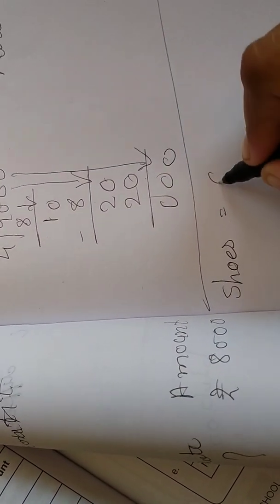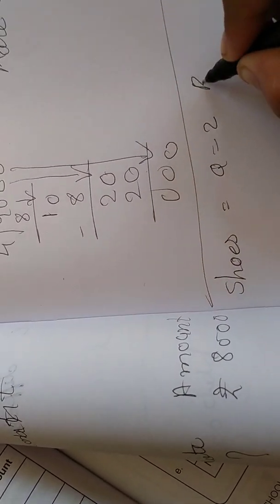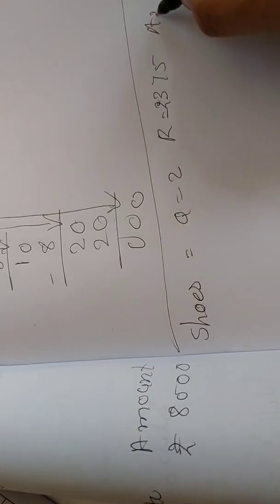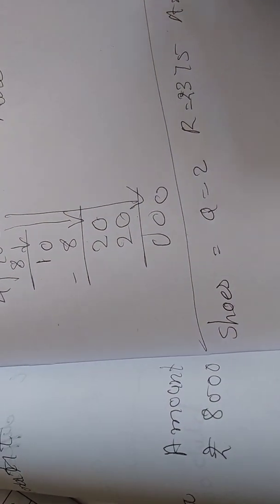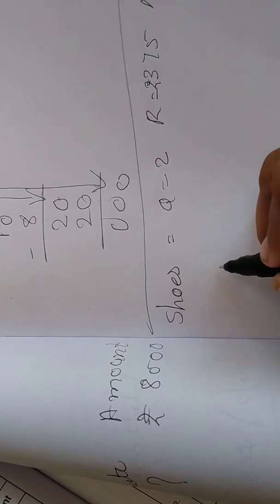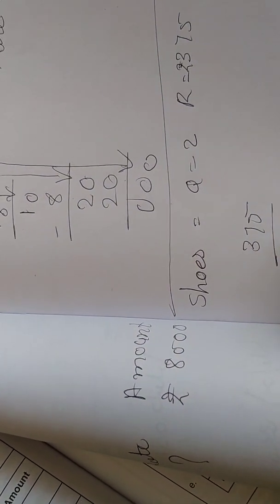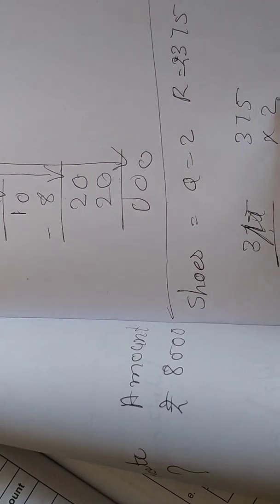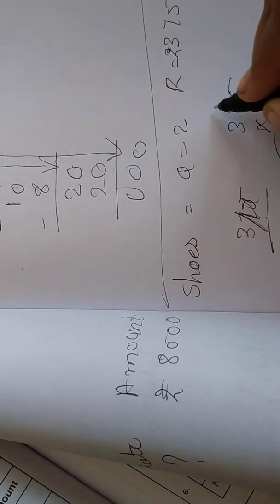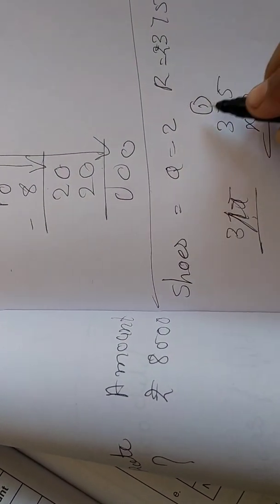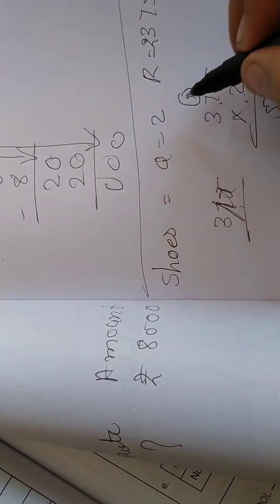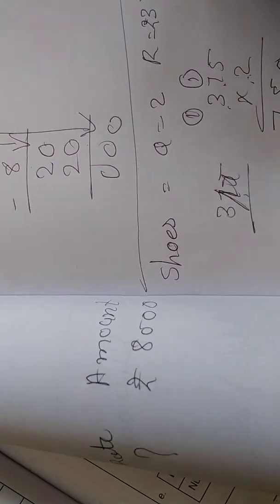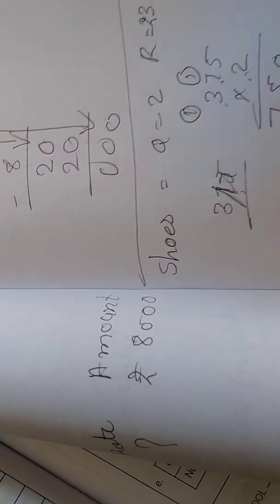Now next one is shoes. Quantity is equal to 2. Rate is equal to 375 rupees. And amount we have to find. Okay. So 375 into 2. 2 5s are 10. 1 is a carry over. 2 7s are 14. 14 plus 1, 15. 1 is a carry over. 2 3s are 6. 6 plus 1, 7. So here we have to write amount is equal to rupees 750.